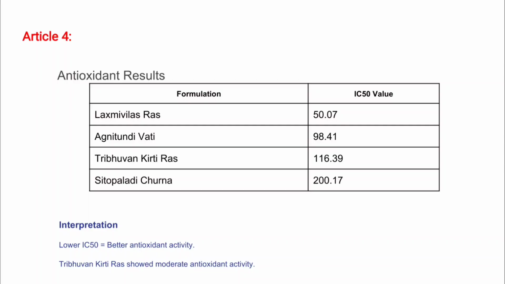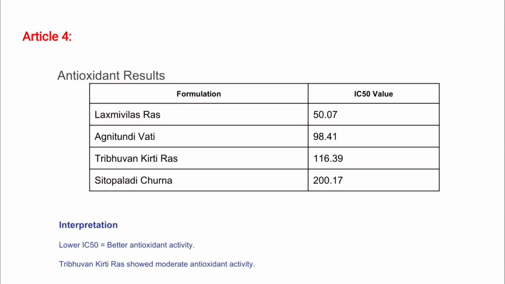Formulations studied here, the following Ayurvedic formulations were tested: Lakshmi Vilas Ras, Agnitundi Vati, Ajmodadi Churna, Tribhuvan Kirti Ras and Sitopaladi Churna. These were compared with gallic acid, which is used as a standard antioxidant. Method used in this study, researchers used an in vitro laboratory method. Two major tests were performed. First is the reducing power method, which measures the ability of the drug to donate electrons, and higher reducing power means better antioxidant potential.